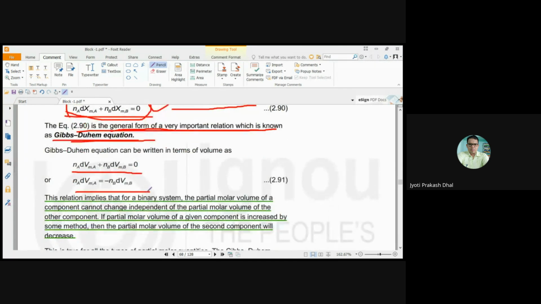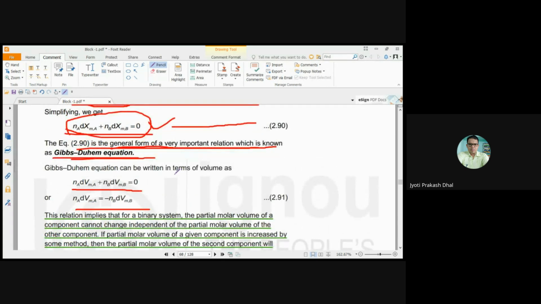Gibbs-Duhem equation. And hence the Gibbs-Duhem equation can be written in terms of volume. Here we have taken the Gibbs-Duhem equation in terms of any extensive property X. Now if we write it in terms of volume, it can be written as nA dV_MA plus nB dV_MB equals 0. And similarly, we can write nA dV_MA equals minus nB dV_MB.